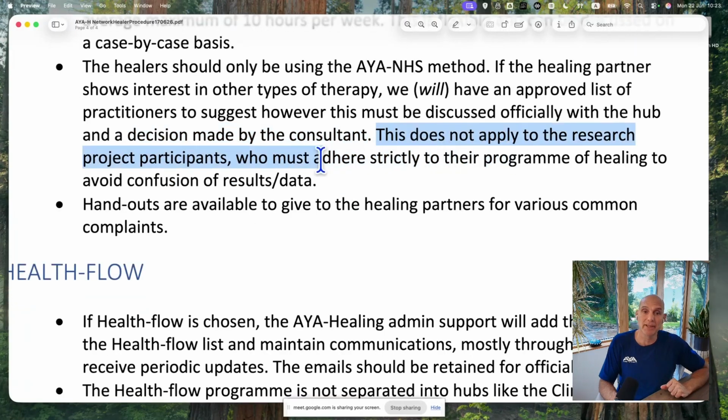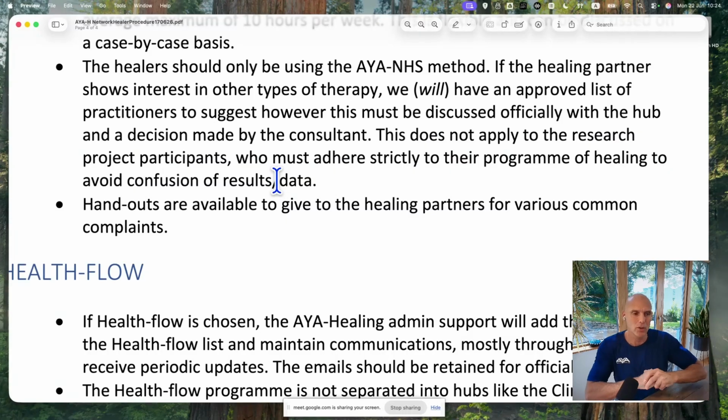This doesn't apply to the research project participants, however, who must adhere strictly to their program of healing to avoid confusion of the results or data. But that's just for the research project, that's all. Other than that, it doesn't really matter. And quite often, people will come to us and they're already doing 100 other types of therapies anyway.